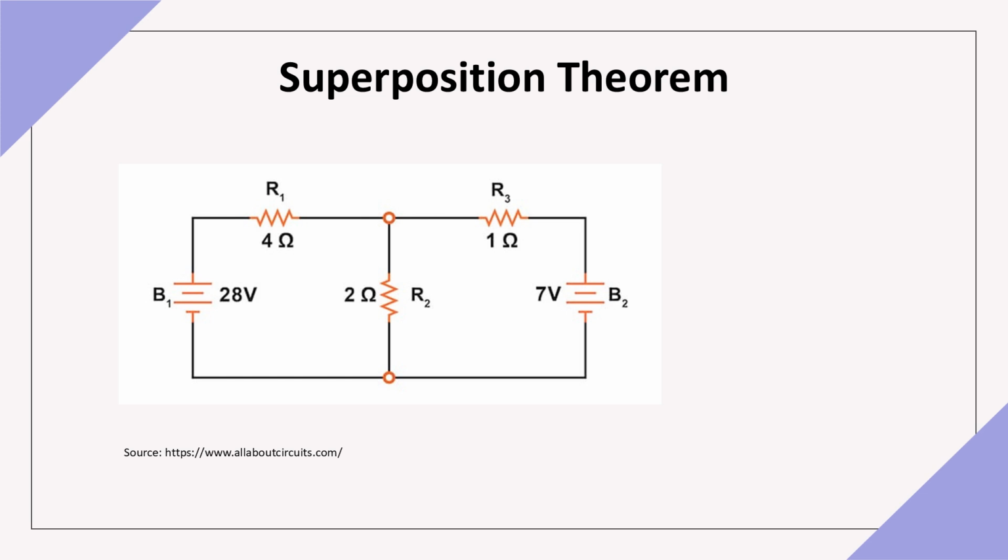First, turn off all sources except one. Replace voltage sources with short circuits and current sources with open circuits. Calculate the voltage or current you're interested in for that single active source. Repeat this process for each source. Finally, add all the individual results together. This theorem is invaluable in complex circuit analysis, though remember, it only works for linear circuits.